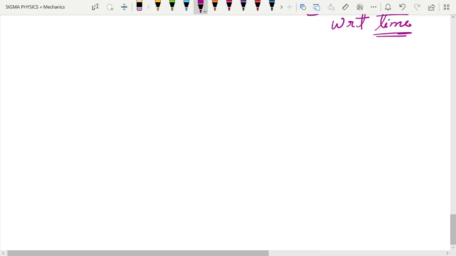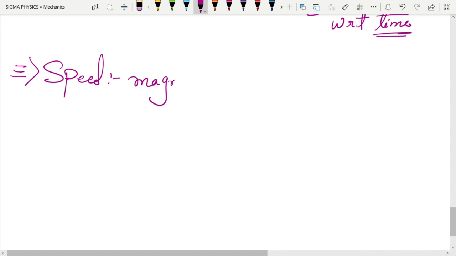Now you must have heard of another term called speed. So what is speed? Speed is nothing but the magnitude of velocity, right? So speed is nothing but the magnitude of velocity, okay?